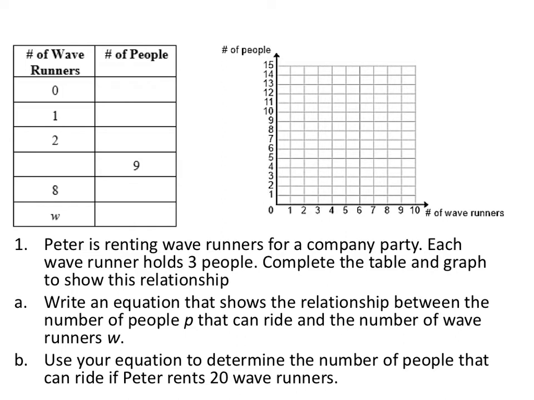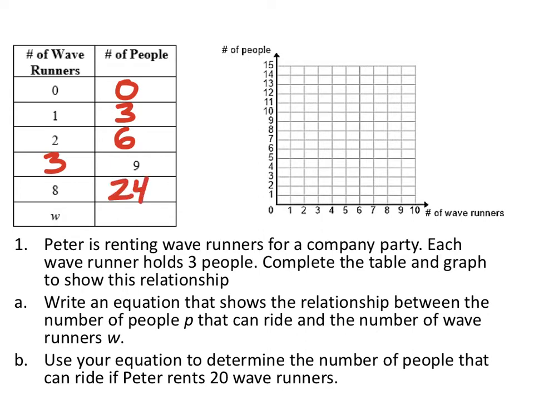So first of all, it's 3 people per wave runner. So if he rents 0 wave runners, sure enough, he can let 0 people ride. But if he rents one wave runner, then yeah, 3 people can ride on that. So 2 wave runners, well, you'd have 2 groups of 3, which would be 6 people on the 2 wave runners. So of course, how many wave runners would you need to rent for 9 people? Well, it's 3 people per wave runner, so I'd say 9 divided by 3, which is 3 wave runners right there. Now it jumps right here, so it's suddenly 8 wave runners, and we know it's 3 people per wave runner, so 8 times 3 is 24.